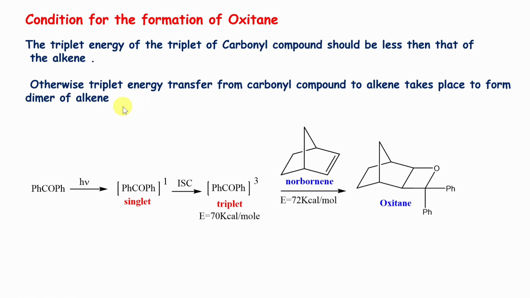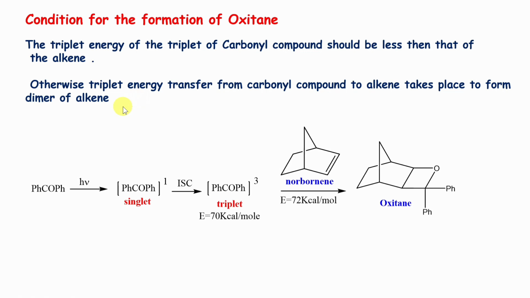Otherwise, energy transfer from the triplet of the carbonyl compound to the alkene molecule takes place, whereby the alkene gets excited and hence dimerizes together with another molecule of alkene, forming a dimer of the alkene instead of the oxetane.